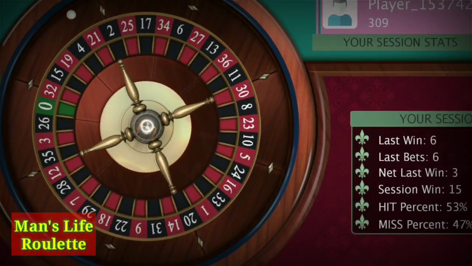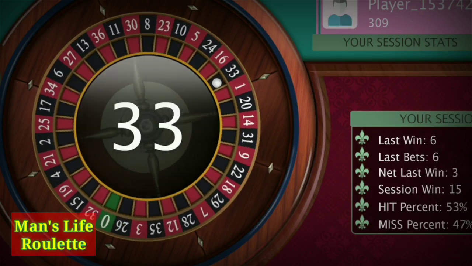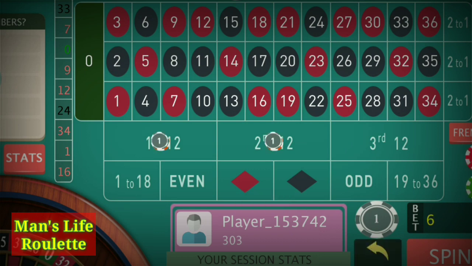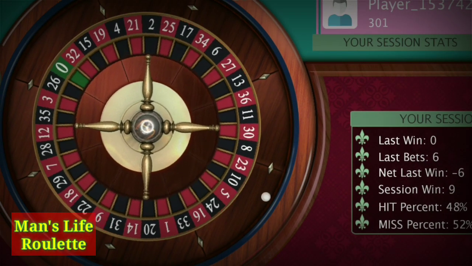Just watch it till the end. When I hit the target, I will explain how it actually works. So this time again I lose. So again, just add another unit to both places and play.